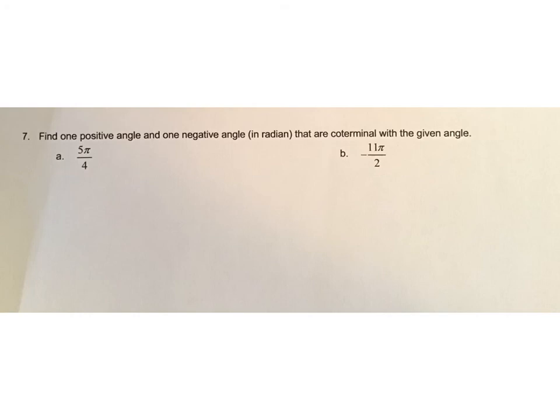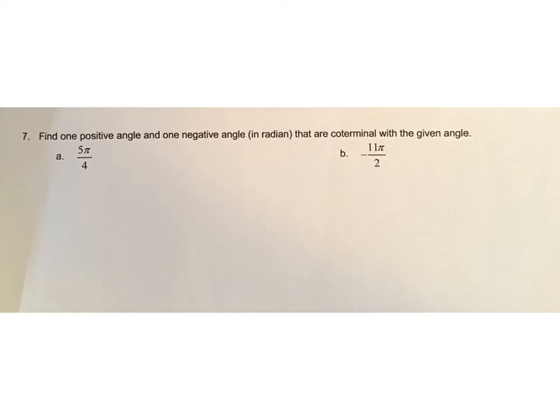For this next problem, 7a, we're asked to find one positive angle and one negative angle in radians that are coterminal with the given angle, meaning they stop at the same place. Terminal meaning end or stop, like a bus terminal or a train terminal. It's the end of the line, it stops. So we have 5 pi over 4.